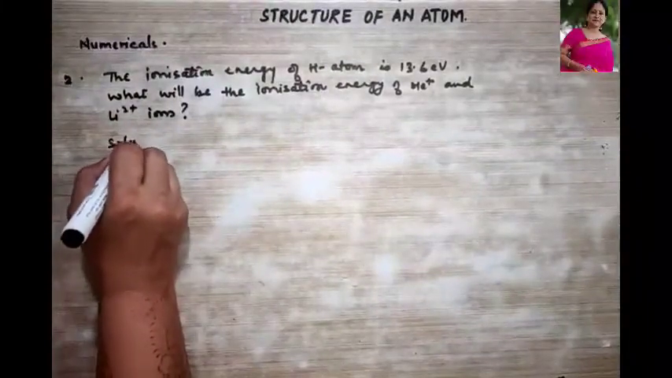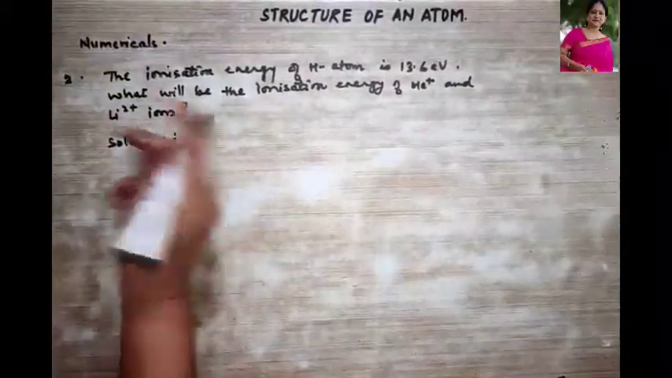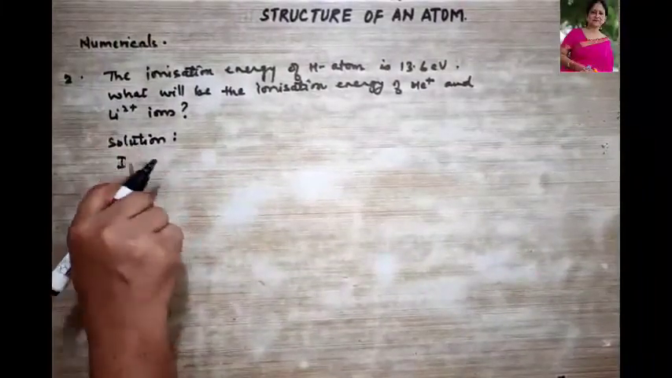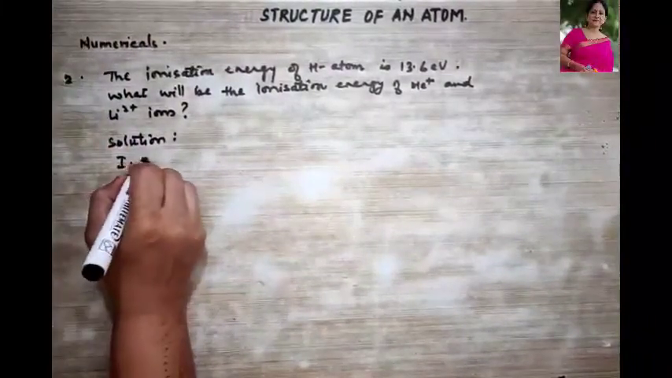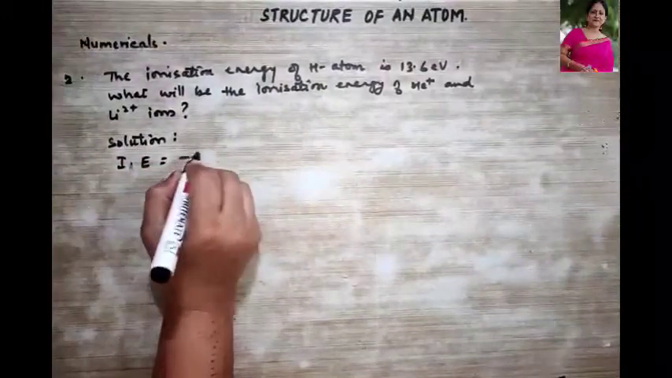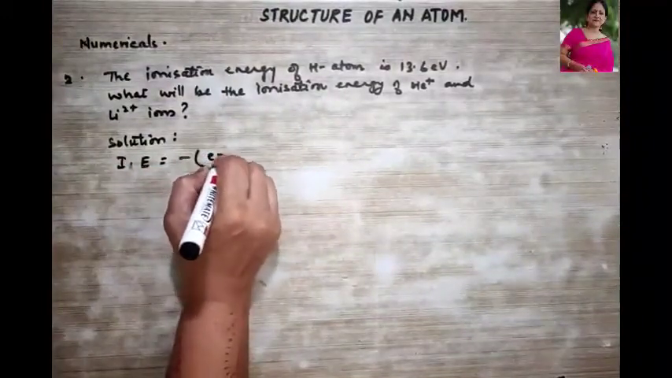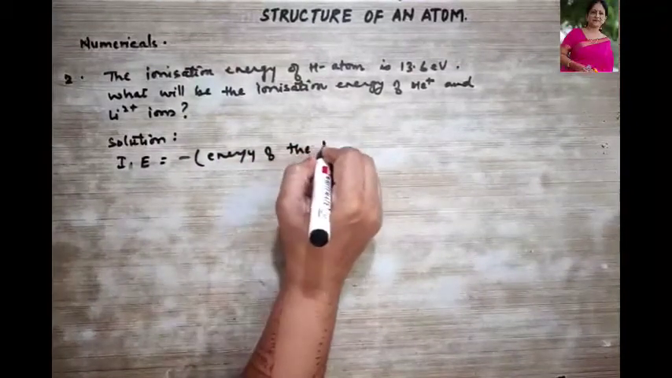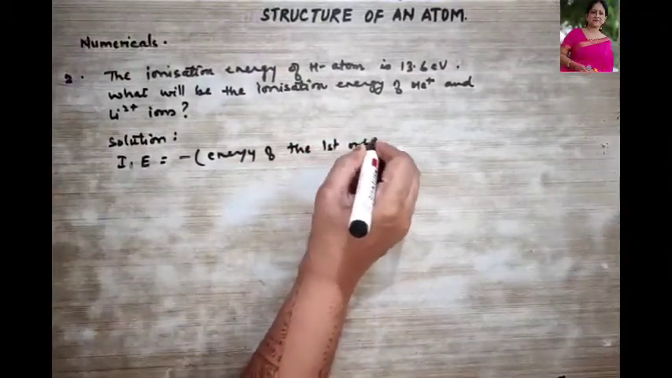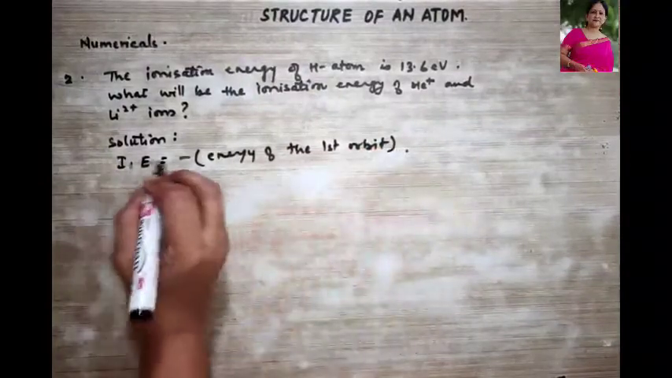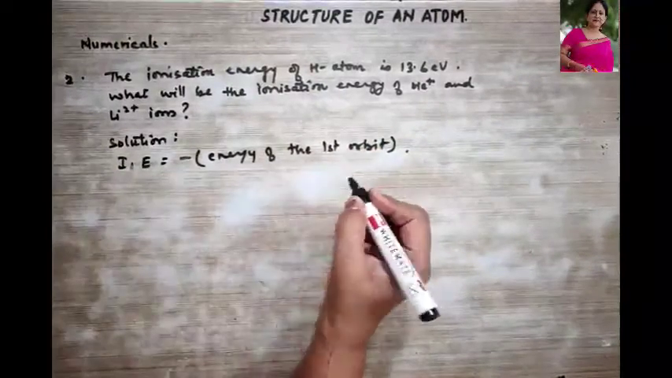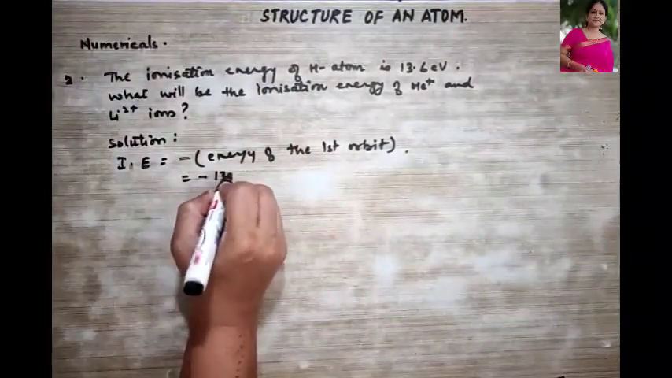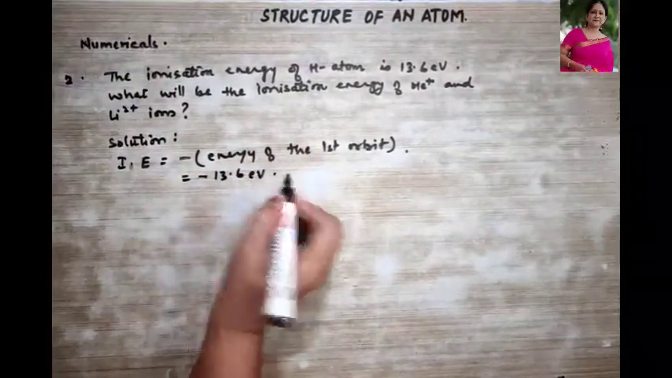So let me write down the solution over here. How do we solve this question? So ionization energy is equal to what? Minus energy of the first orbit. Clear? Then what is the energy of the first orbit? This is equal to, it's given, minus 13.6 electron volt.